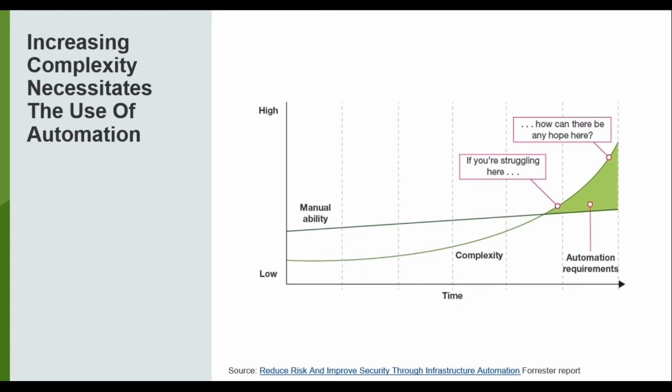You can see the straight trend line there about manual ability. We're not really getting faster as people. That's sort of the note there, right? But at the same time, we're seeing the other parts of the business automating and really executing quickly. So it creates this automation gap that we've really got to address by automating pieces of security as well.